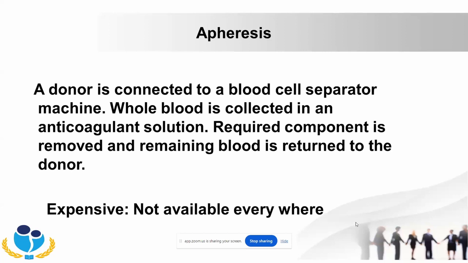Apheresis, it is very important to know a procedure called apheresis. In this case, the donor is connected to a blood cell separator, and the whole blood is collected in an anticoagulant solution, and the required component is removed, and the remaining blood will be returned to the donor. It is using a machine. It is expensive. It is not available everywhere. In Ethiopia, it is available in the blood bank, but the functionality is on and off.